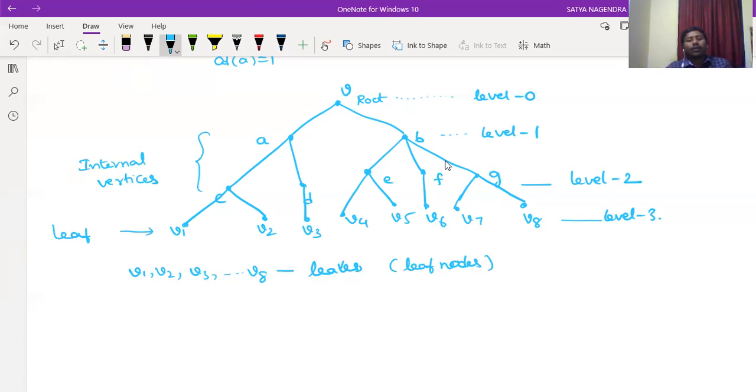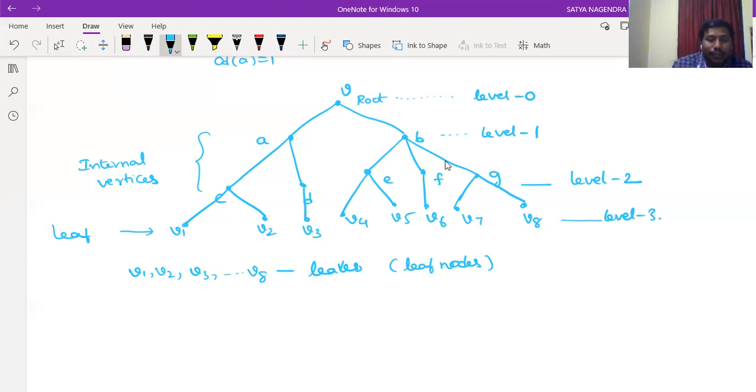So how can you differentiate a leaf node from an internal vertex? For an internal vertex, the out degree is either 1 or 2, so you call it an internal vertex. But if it is a leaf node, as you observe for these vertices, the out degree is 0. Only in degree is there. So you have here a root node, internal vertices, and leaves.